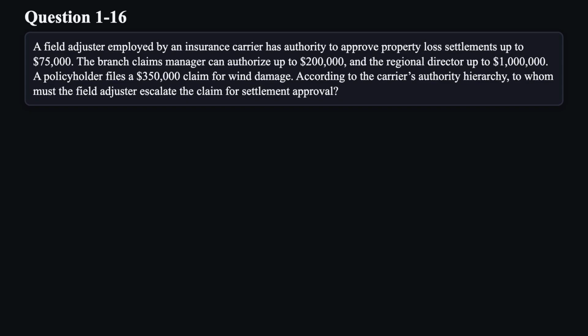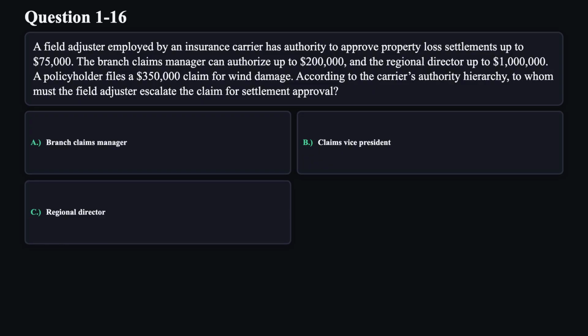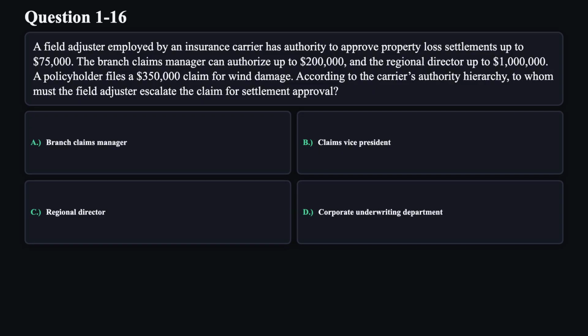Question 16. A field adjuster employed by an insurance carrier has authority to approve property loss settlements up to $75,000. The branch claims manager can authorize up to $200,000 and the regional director up to $1 million. A policyholder files a $350,000 claim for wind damage. According to the carrier's authority hierarchy, to whom must the field adjuster escalate the claim for settlement approval? A. Branch claims manager. B. Claims vice president. C. Regional director. D. Corporate underwriting department.